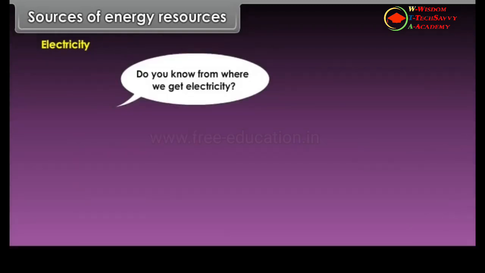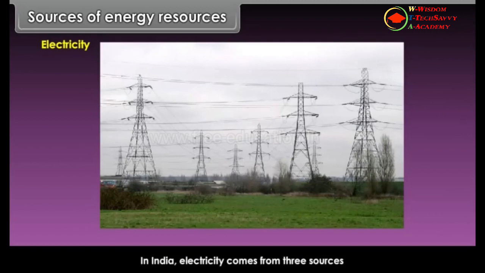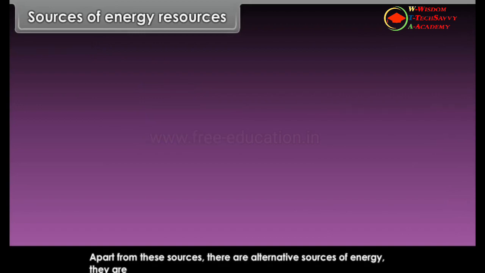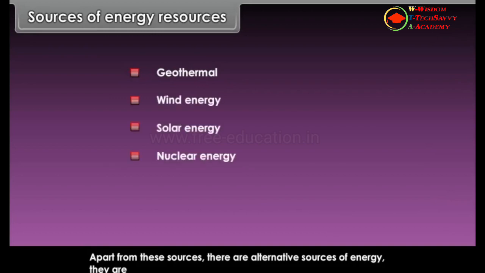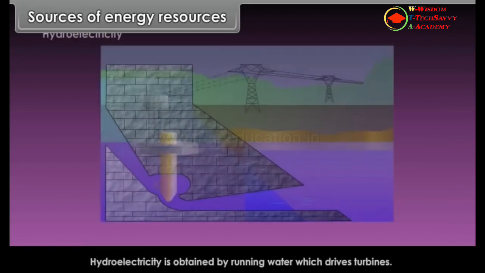Do you know from where we get electricity? We all get electricity through different sources. In India, electricity comes from 3 sources: water, mineral fuels and atomic minerals. Apart from these sources, there are alternative sources of energy. They are geothermal, wind energy, solar energy, nuclear energy and tidal energy. Now we will study these sources of energy in detail.